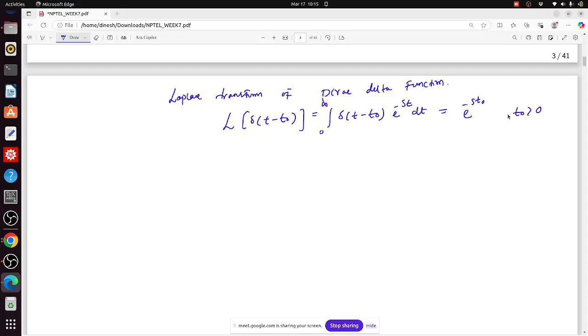We can use this property to solve differential equations where an external force field is applied which is impulsive in nature. The delta function is used to model the situation where an impulsive force acts.